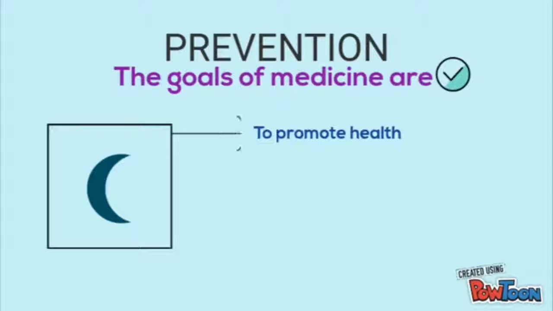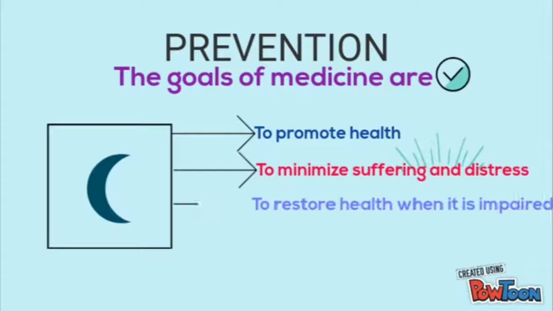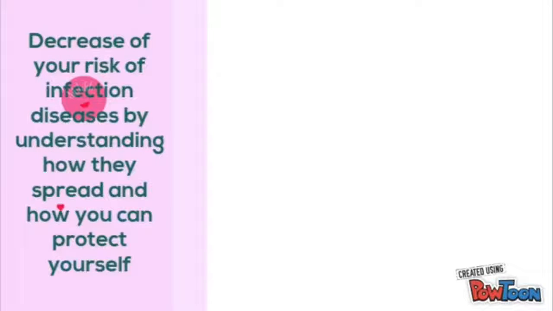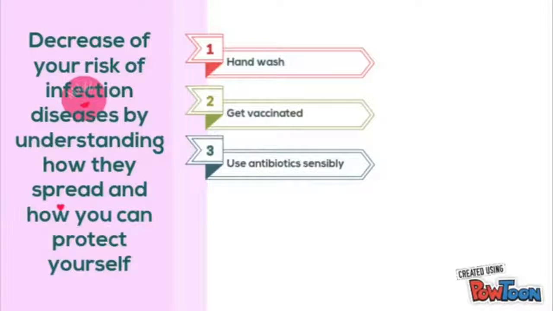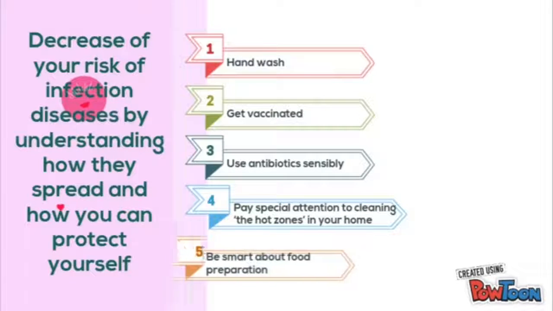Prevention. The goals of medicine are to promote health, to minimize suffering and distress, to restore health when it is impaired, and to preserve health. Decrease your risk of infectious disease by understanding how diseases spread and how you can protect yourself. First, wash your hands, get vaccinated, use antibiotics sensibly, pay special attention to cleaning the hot zones in your home, and be smart about food preparation.